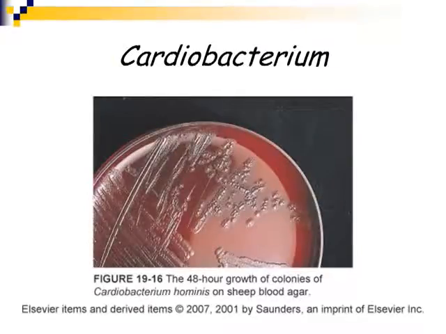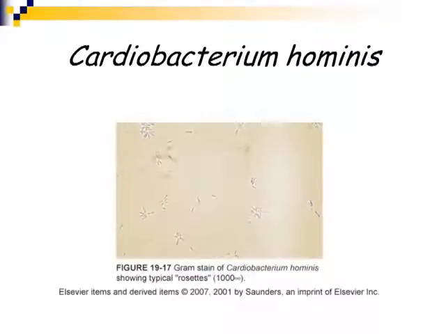And here is Cardiobacterium hominis growing on sheep blood agar after 48 hours. Here is a gram stain of Cardiobacterium hominis showing those rosettes. So the organism tends to clump together in kind of a flower rosette formation.